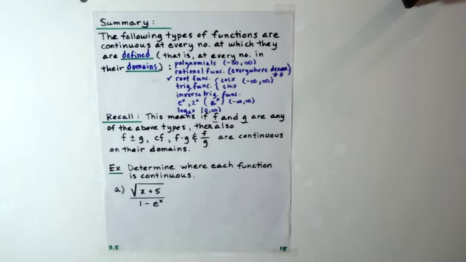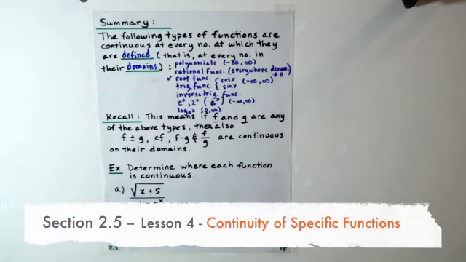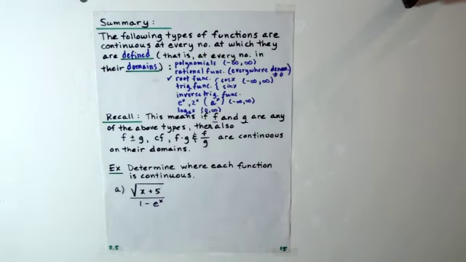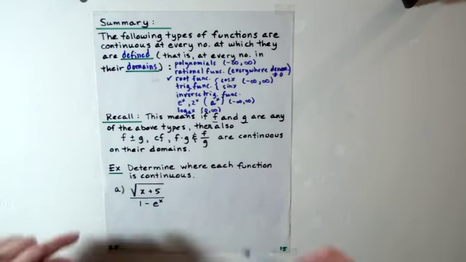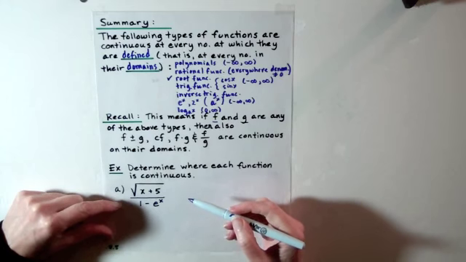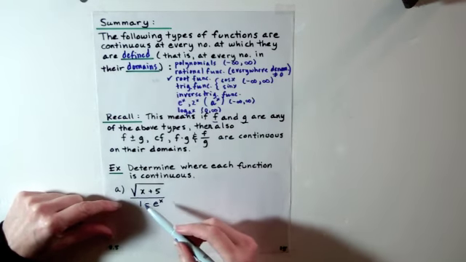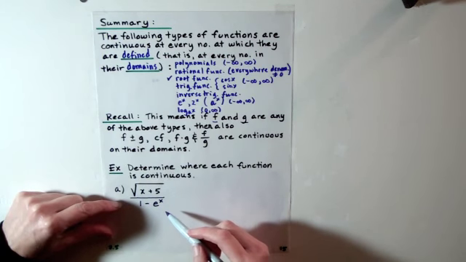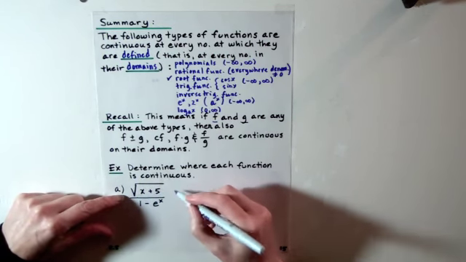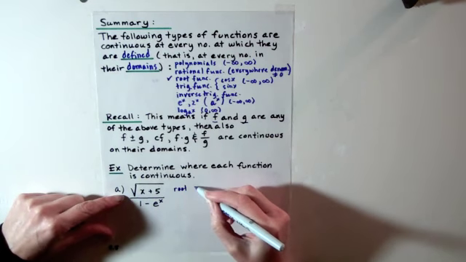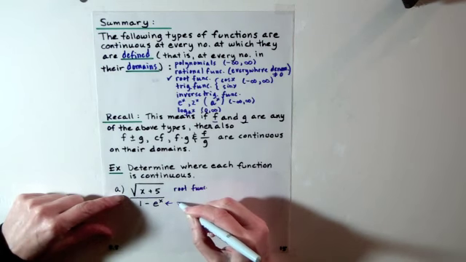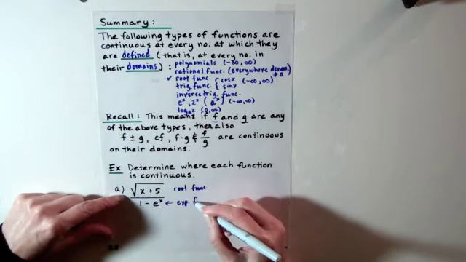Okay, so let's go ahead and do an example or two where we look at a couple of functions that involve all of these different types of functions that we have talked about. So here's an example that combines two types of functions that are discussed up here. I have the square root of x plus 5 divided by 1 minus e to the x. So I have a root function in the numerator, and notice that I have an exponential function in the denominator.